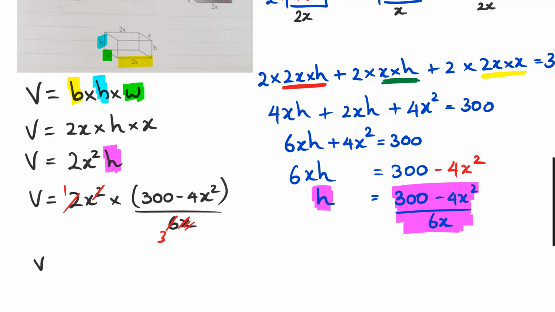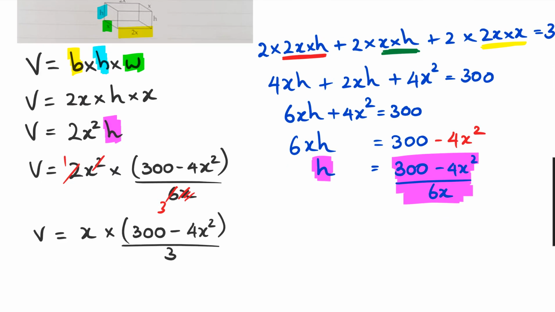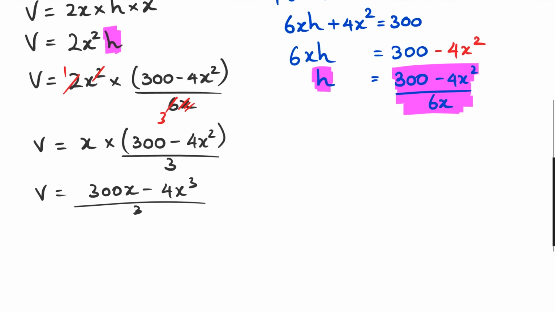So then what we have got here is that the volume is equal to x multiplied by 300 minus 4x squared over 3. So expanding the brackets, we've got 300x minus 4x cubed over 3. Separating that into a fraction, we're going to get 300x over 3 minus 4x cubed over 3. Now here comes our volume. Finally, we've got our volume equation.